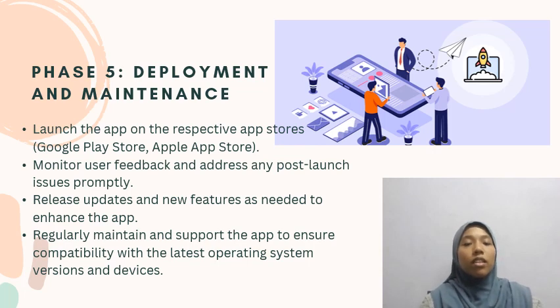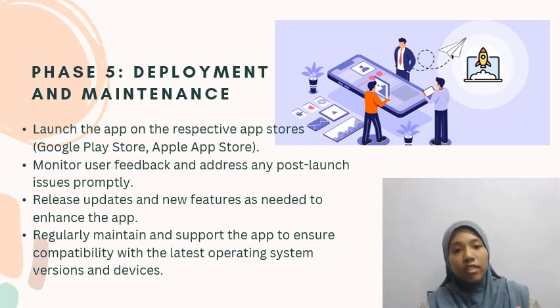Lastly, phase 5, the deployment and maintenance. Launch the app on the respective app store. For Android it is Google Play Store and for iPhone it is the Apple App Store. Monitor user feedback and address any faults or post-launch issues promptly. Release updates and new features as needed to enhance the apps. Maybe you want to make an update with more wow features for the user when the user uses your apps. So we can do updates to get more users to use our apps.